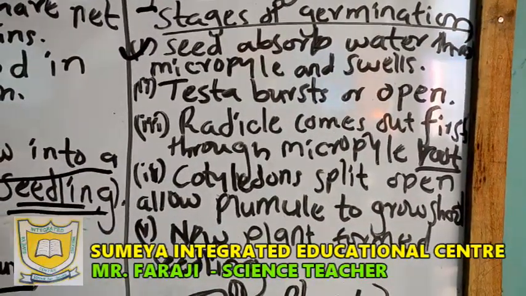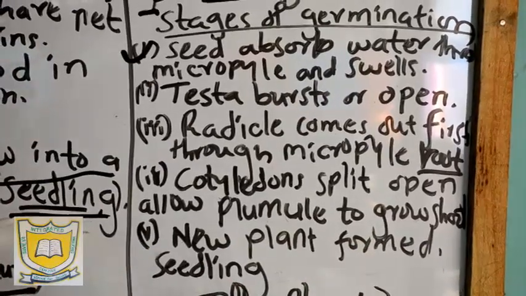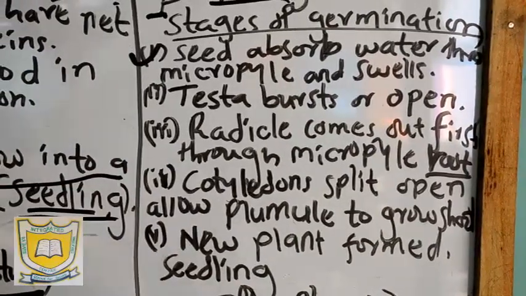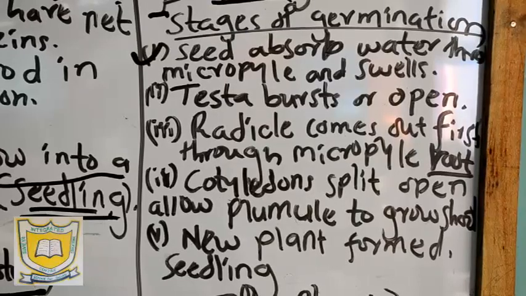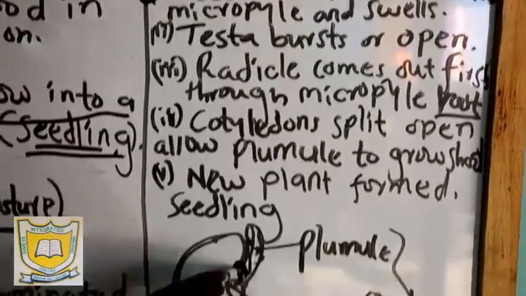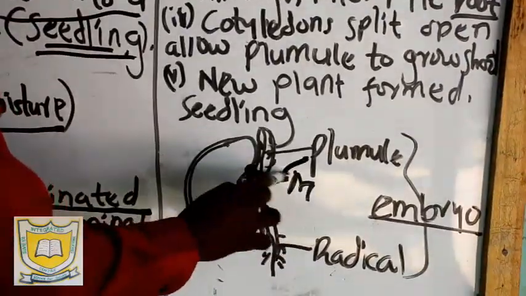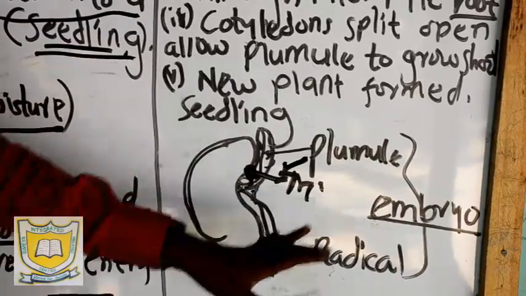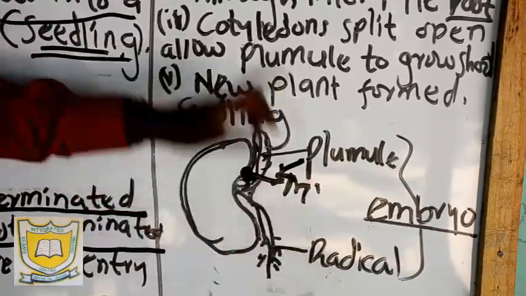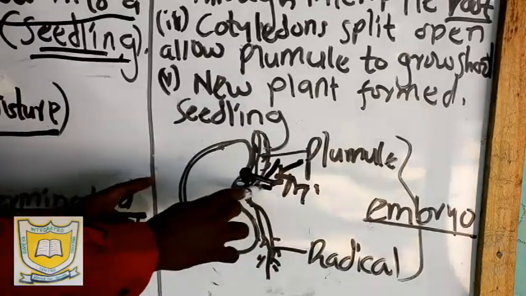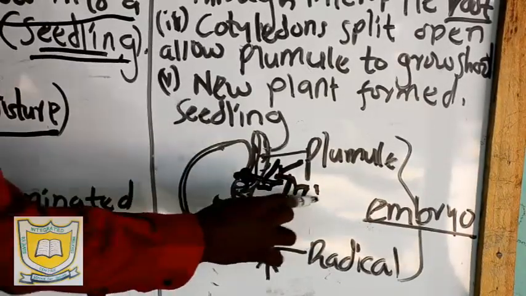Now, these stages occur this way. Number 1, we have the absorption of water. This absorption of water, we said it occurs in the micropyle. We discussed during germination that the micropyle allows entry of water and also allows entry of air. Now the first thing, water enters into the seed through the micropyle.